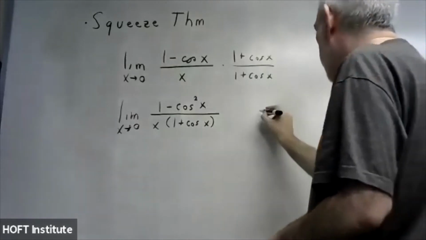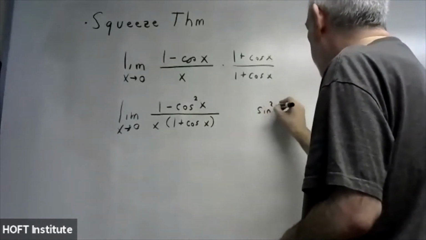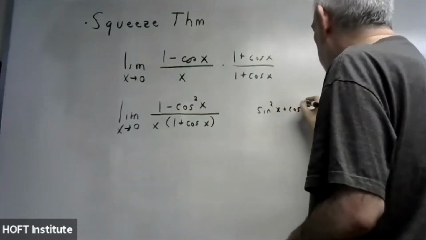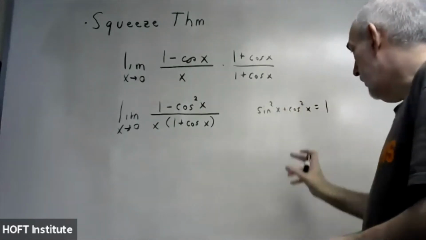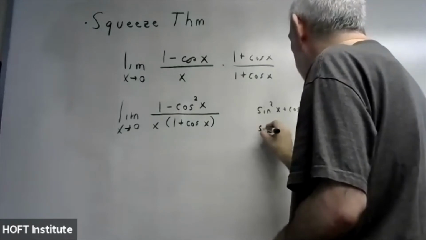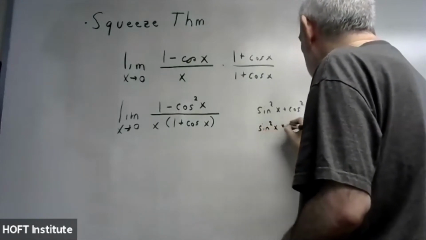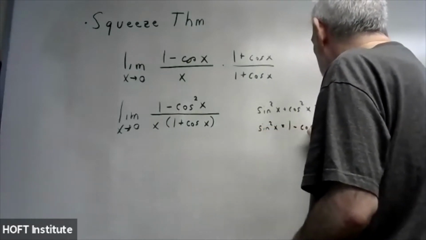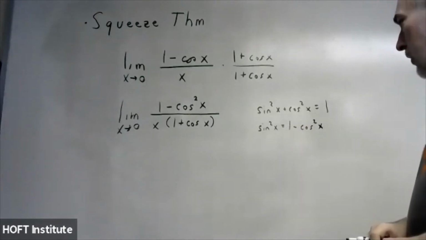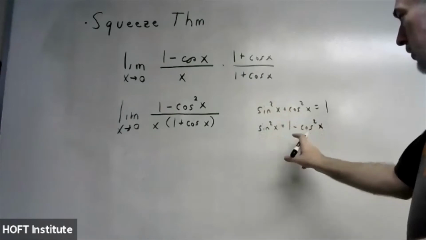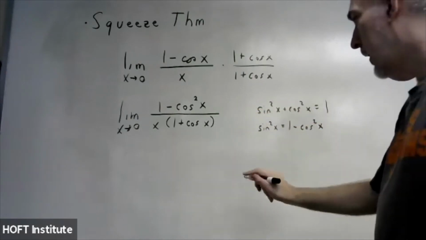By the Pythagorean identity, sine squared plus cosine squared equals 1. Therefore, if you subtract cosine squared on both sides, you see that sine squared of x is 1 minus cosine squared of x. So we can just replace the numerator with sine squared x.